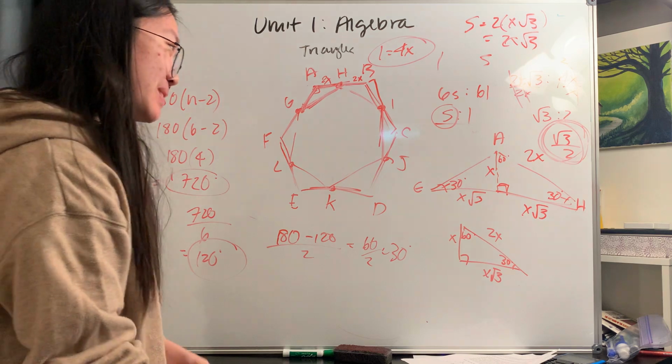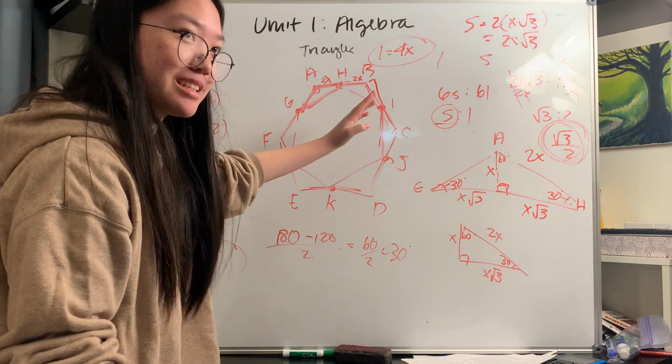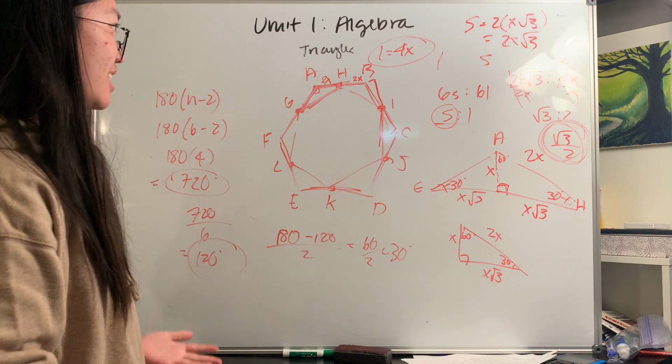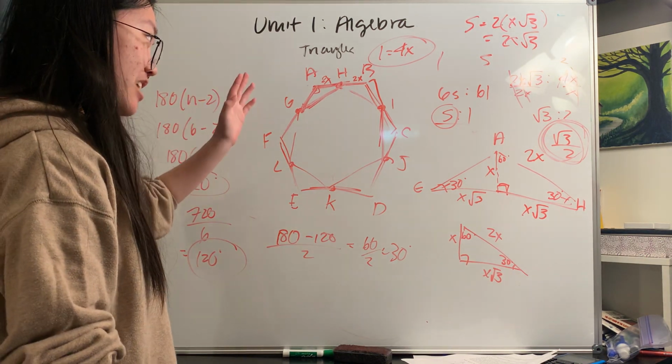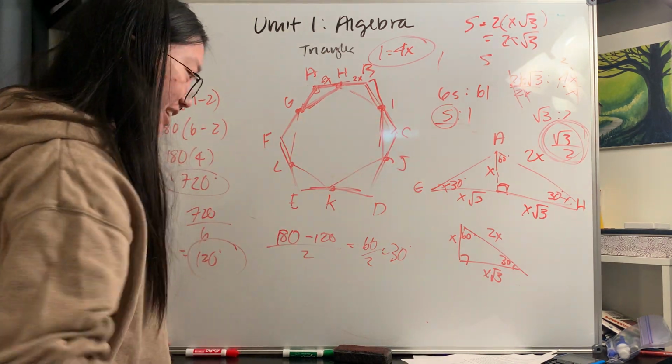And you'll notice it doesn't actually matter what the side lengths are, and they don't tell us what the side lengths are, so I just used the variable x. You can figure this out without figuring out what the side lengths are. It's just a ratio. And thank you guys for watching.